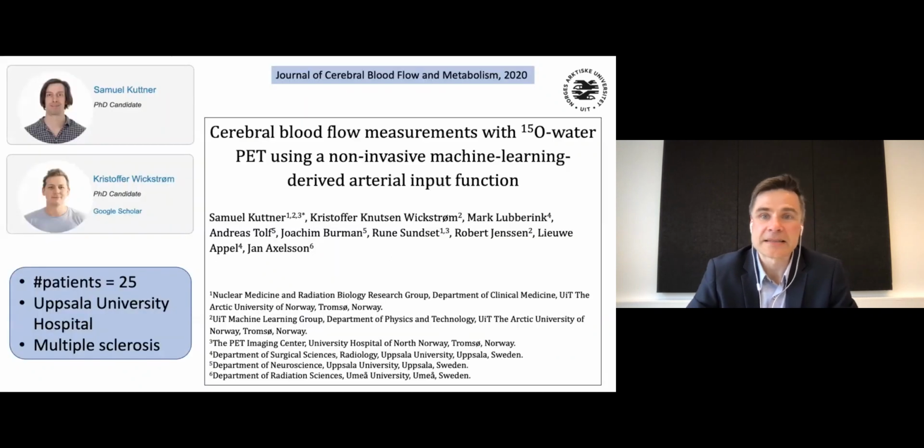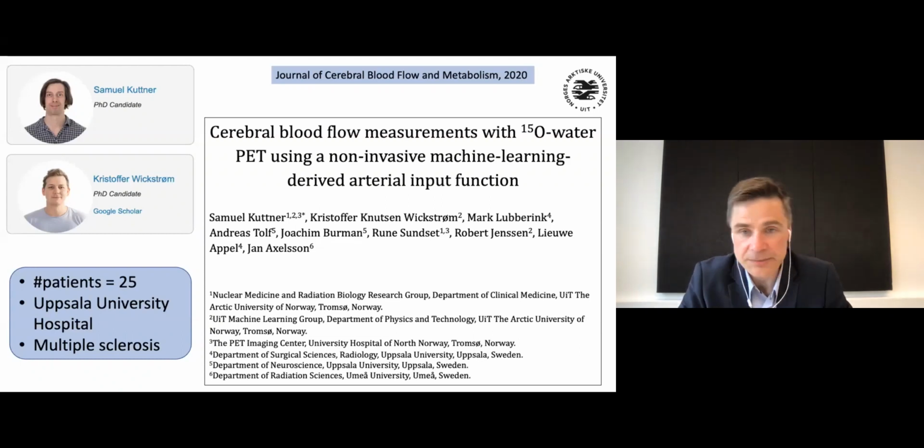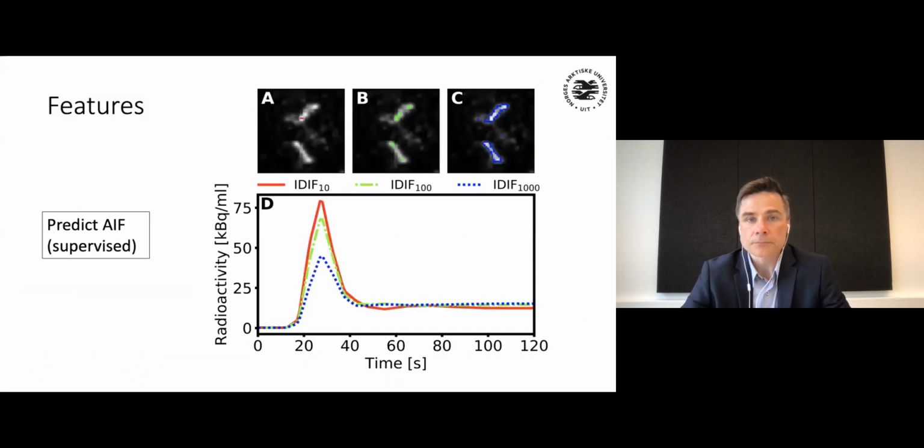So here we had data from a certain number of patients, 25 actually. In this context it is quite a lot. Of course, ideally it would be much more, but in this context it's quite a lot actually. So how does this work?